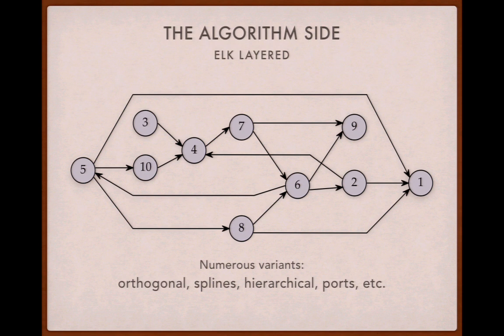On this side of the layout algorithms, we have a few purely Java implementations. So the most important is called Elk Layered. Most important because that's the one that has got by far the most work in it. And it has a large number of variants. So this is a straight line connection variant. Then there's also an orthogonal variant. That's the one we saw in the demo in the beginning. And you can compute splines with it. It supports hierarchical layout as we saw, and ports.